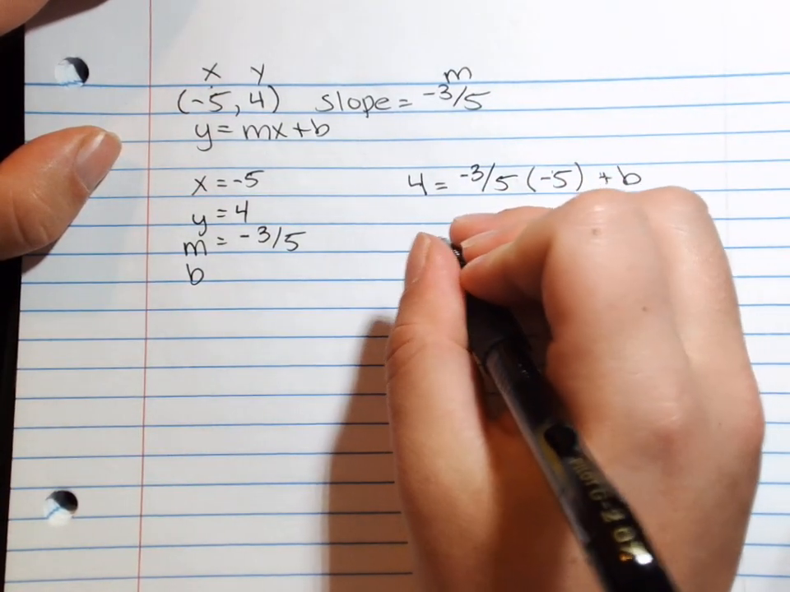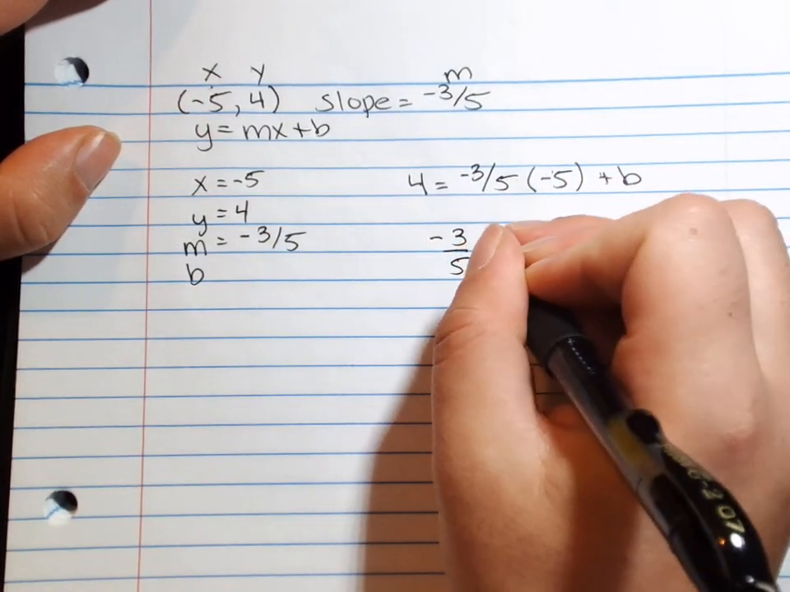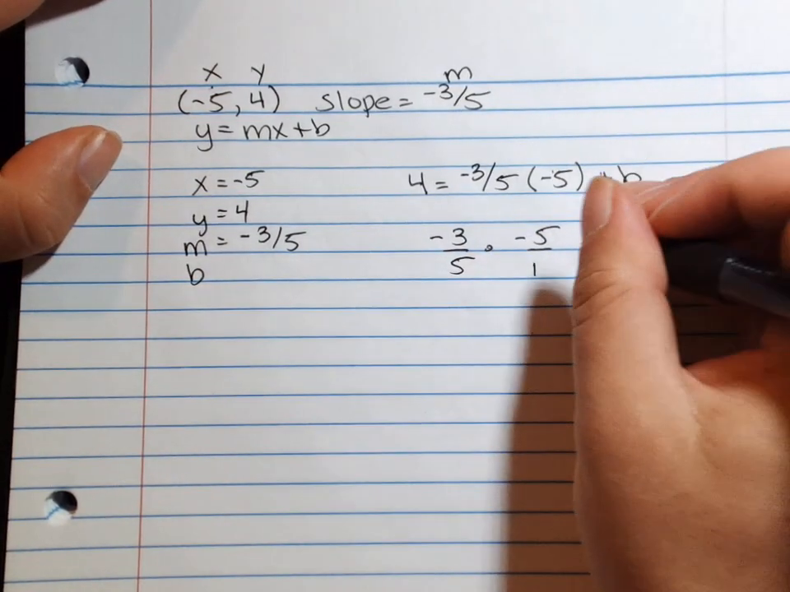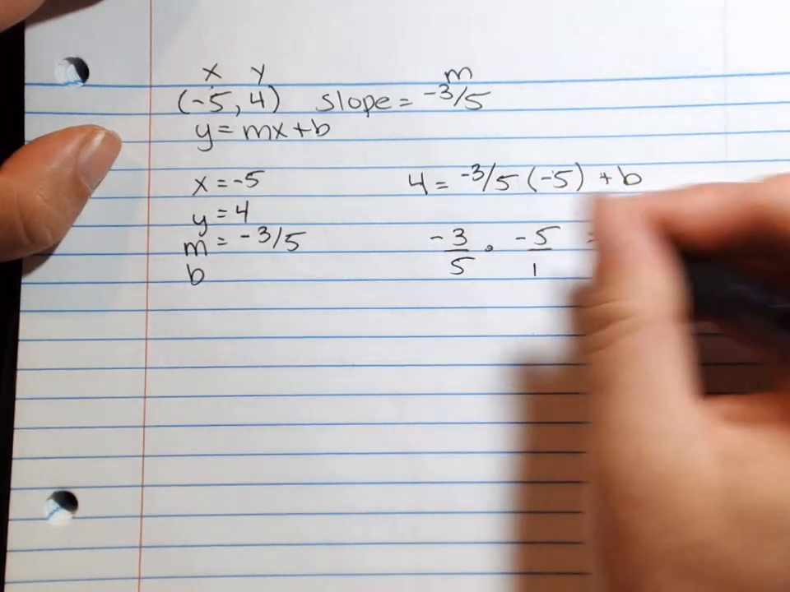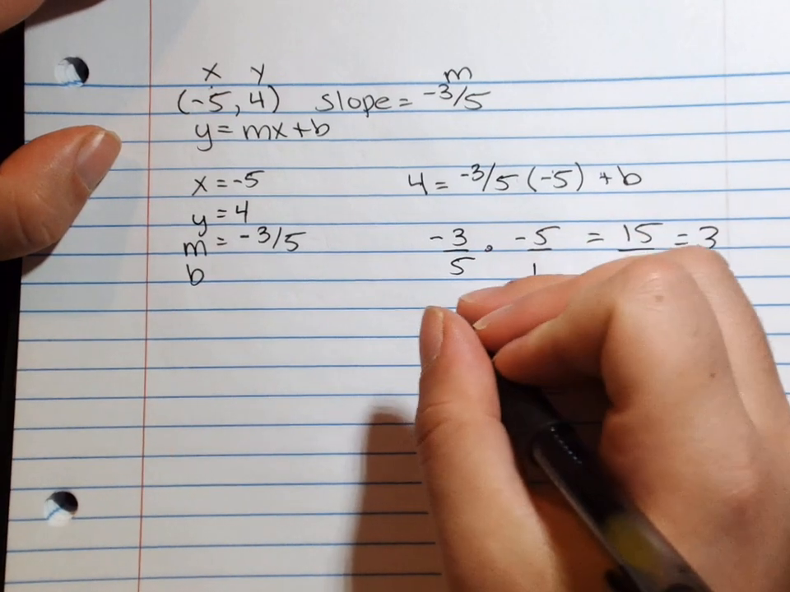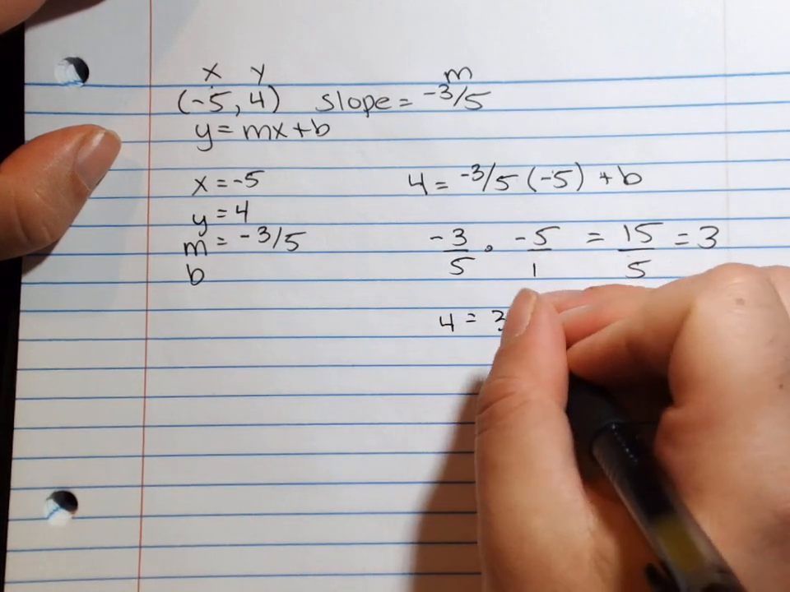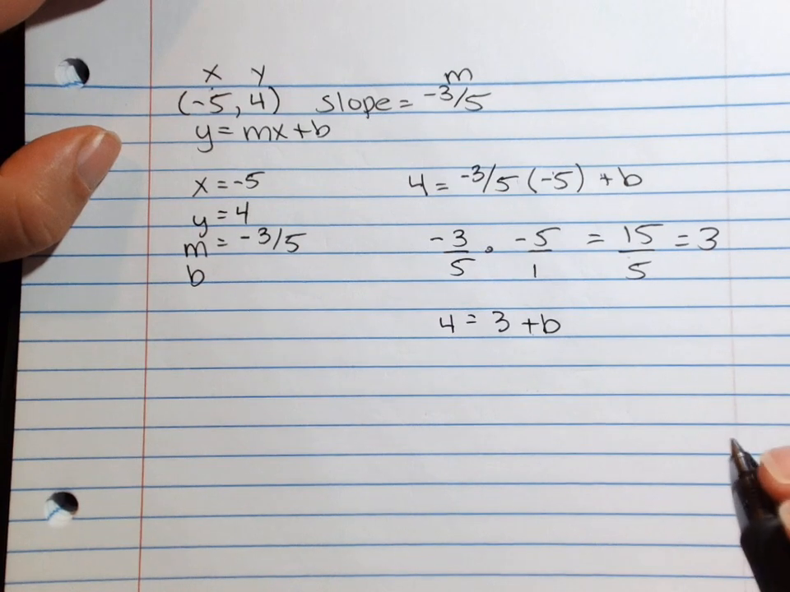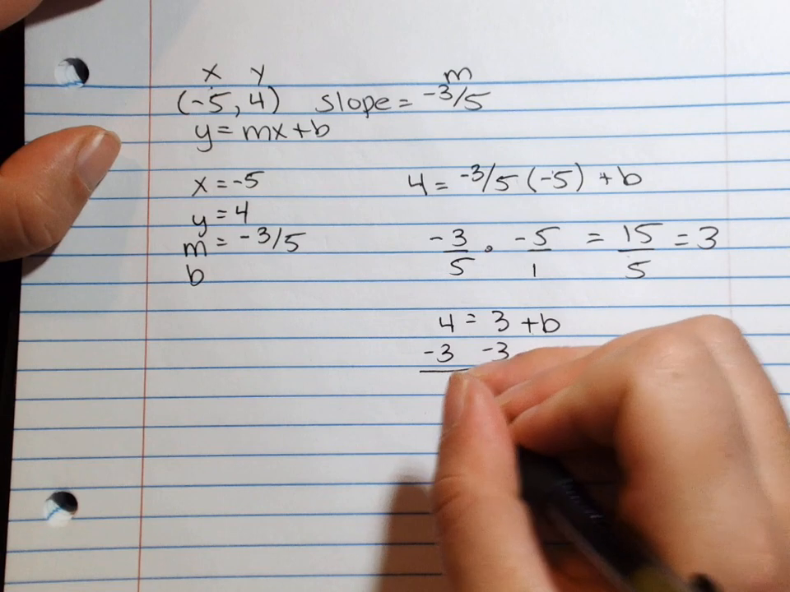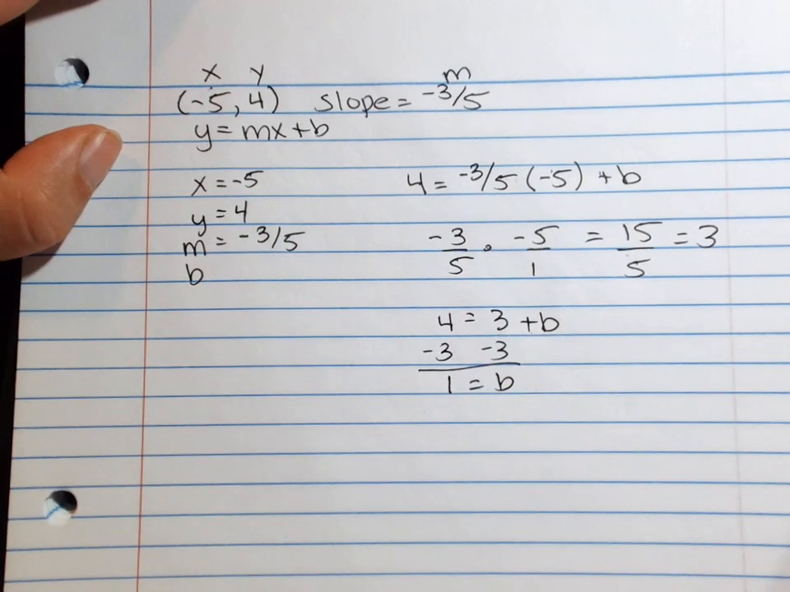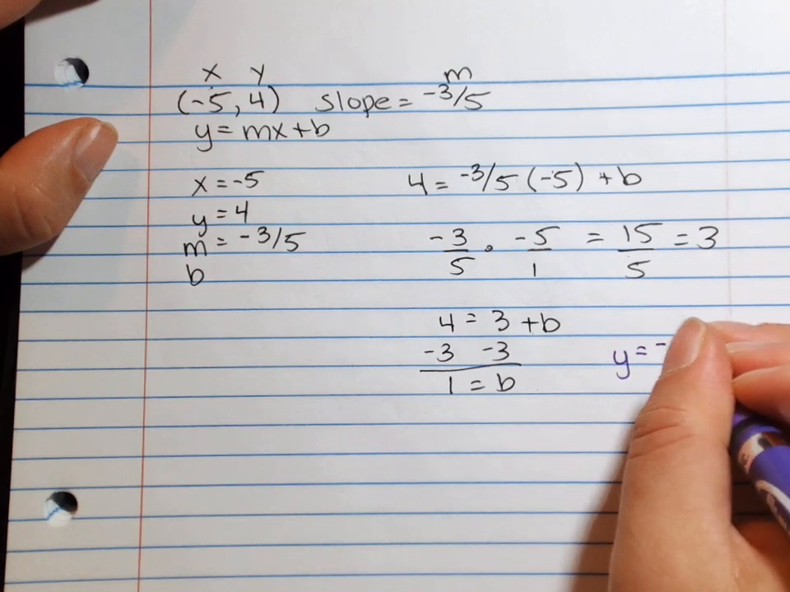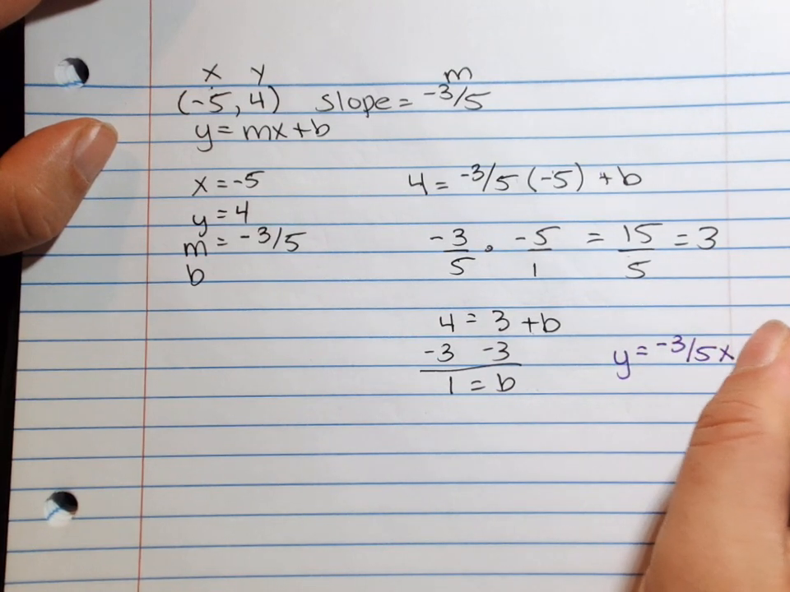Let's do negative 3/5 times negative 5. So negative 3 times negative 5 is 15. 5 times 1 is 5, and so this equals 3. So I'm going to plug this in. 4 equals 3 plus b. Subtract 3 from both sides. b equals 1. So I'm going to write my equation. y equals negative 3/5 x plus 1.